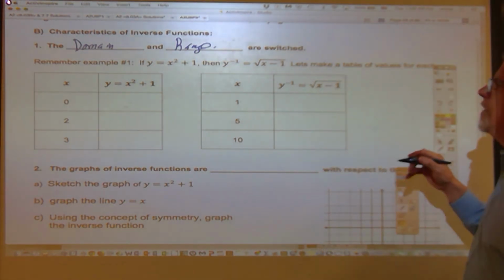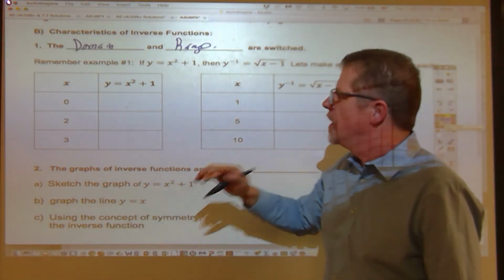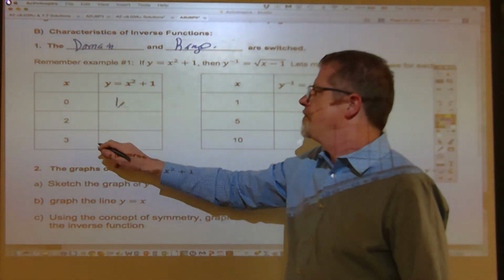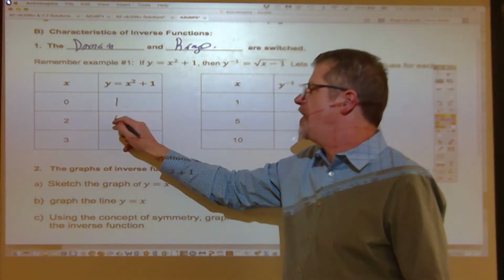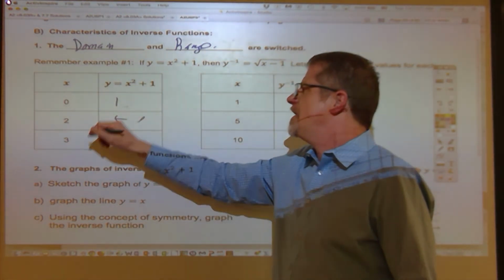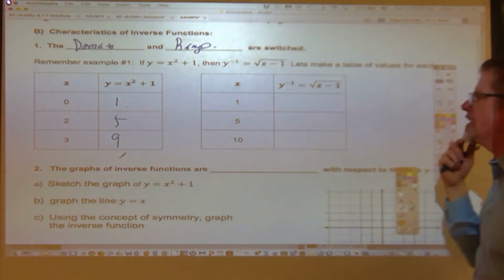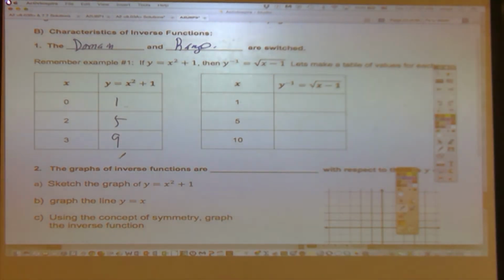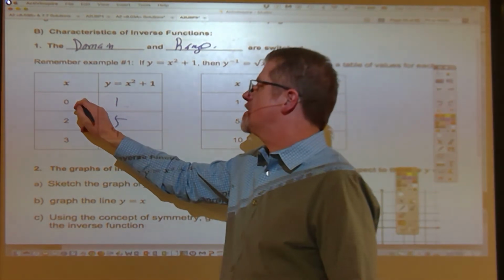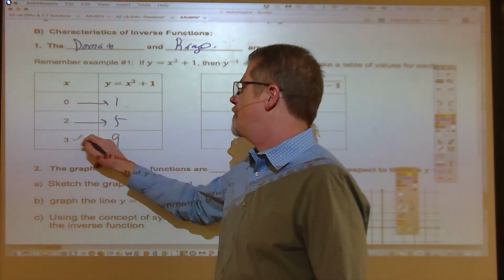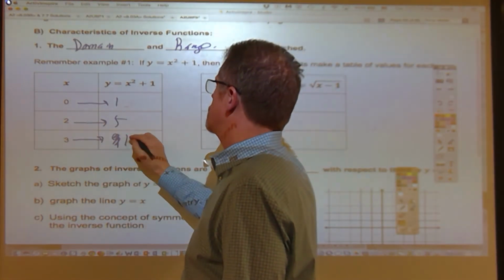Okay, so now, class, let's take a look at these inputs. Golf ball 0 goes up to 1. Golf ball 2 goes up to 2 squared plus 1, which is 5. And golf ball 3 goes to 3 squared plus 1, which is 10. So now the question is, what if I want to watch the movie backwards? The movie going forwards is 0 goes to 1, 2 goes to 5, 3 goes to 10.